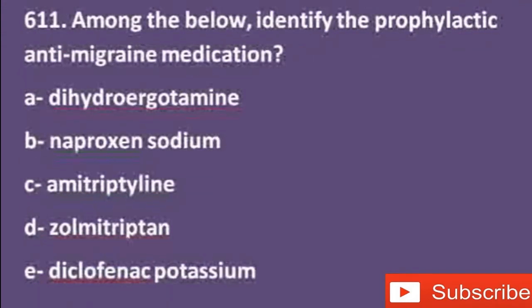Among the below, identify the prophylactic anti-migraine medication. So options are given: dihydroergotamine, naproxen sodium, amitriptyline, zolmitriptan and diclofenac potassium. Actually, all these agents are used in the treatment of migraine headaches except amitriptyline, which is a tricyclic antidepressant, and it is also used in the prophylaxis of migraine.